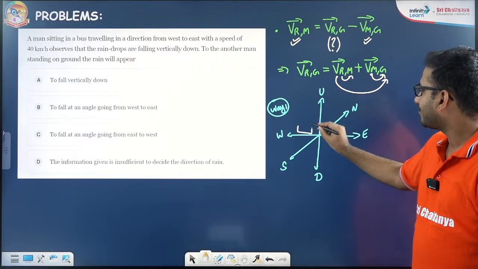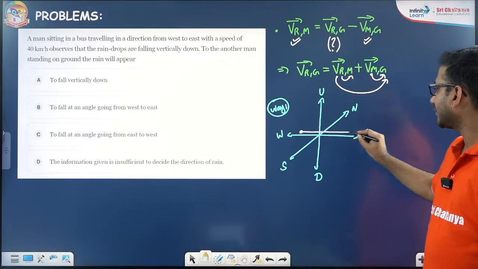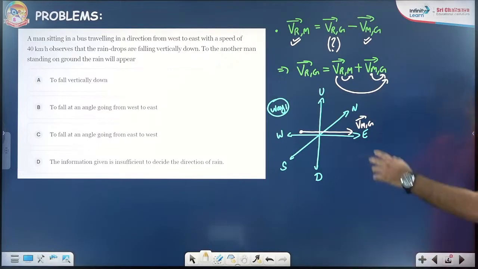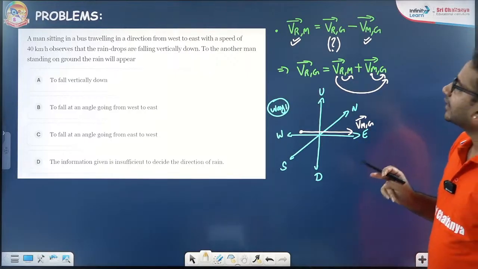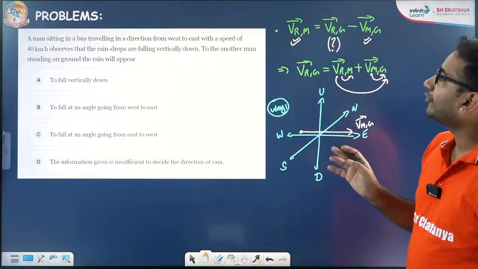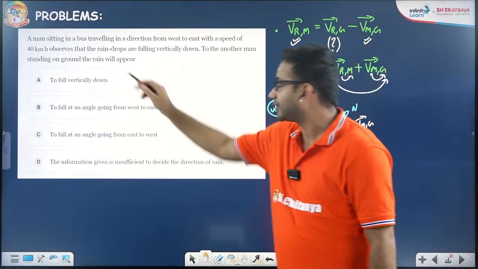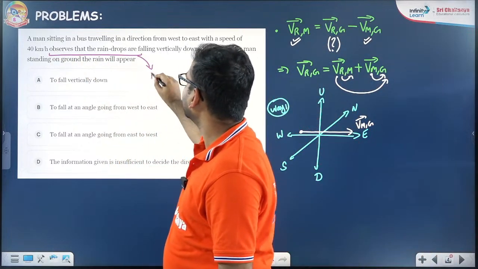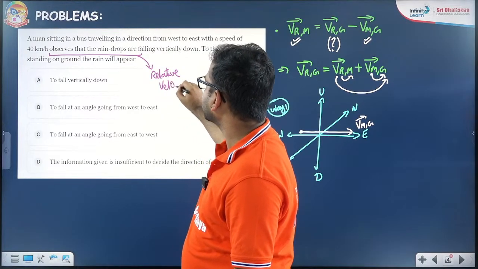So the velocity of man, or bus, with respect to ground is something like this. Velocity of man with respect to ground, in this direction, west to east. We know that we can take it as i cap. And the other one is that raindrops are falling vertically down. He observes that raindrops are falling vertically down. If he observes, that is the relative velocity.